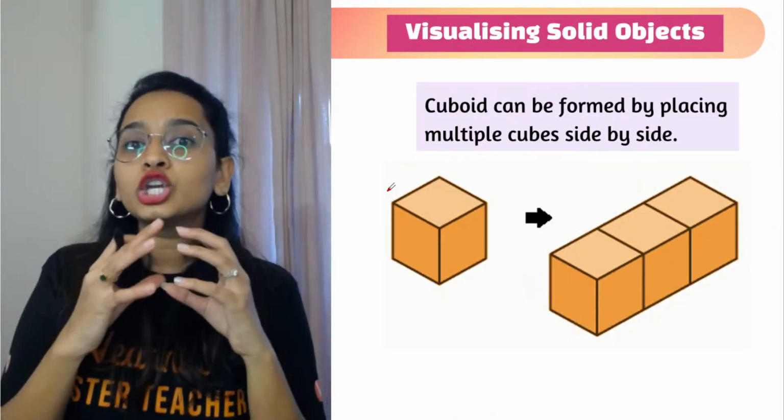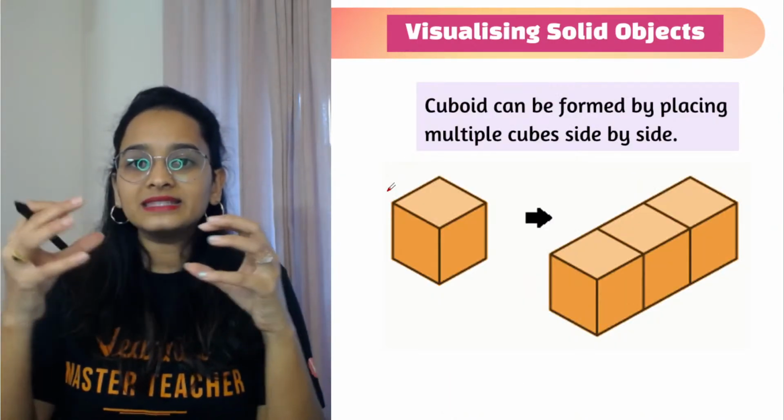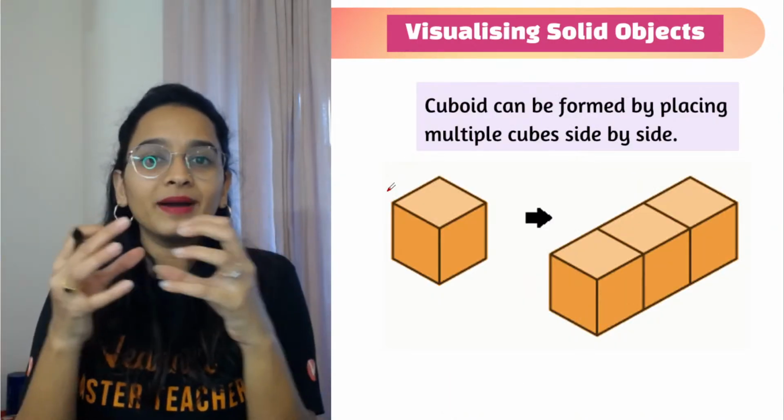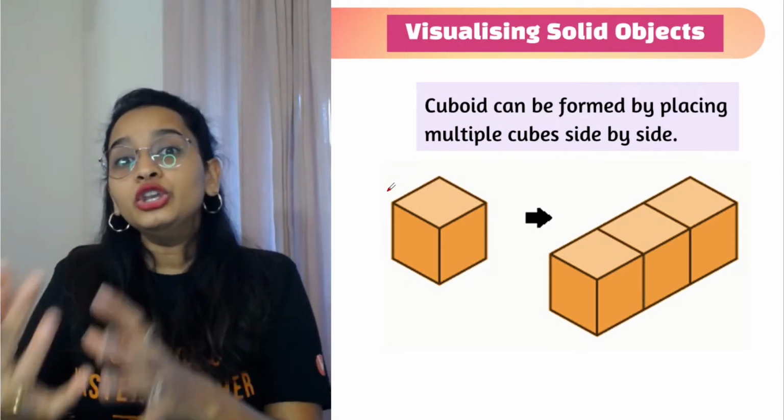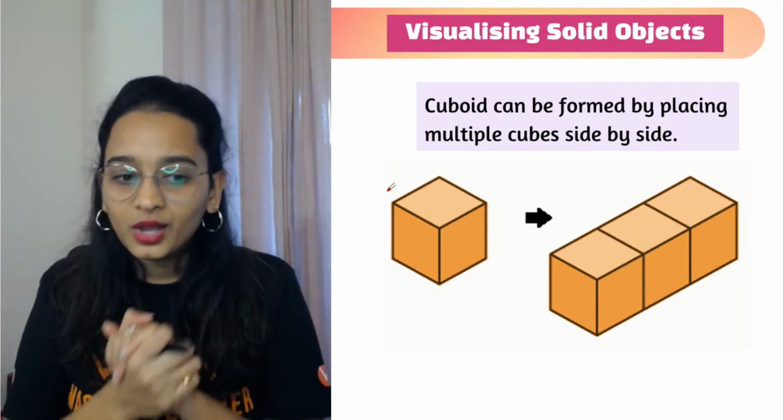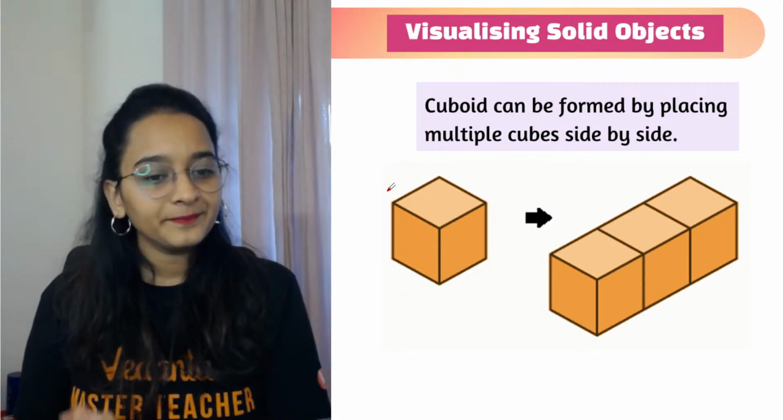Now, if I take a cube and place three cubes together side by side, you see a new object forming, which is a cuboid, right?